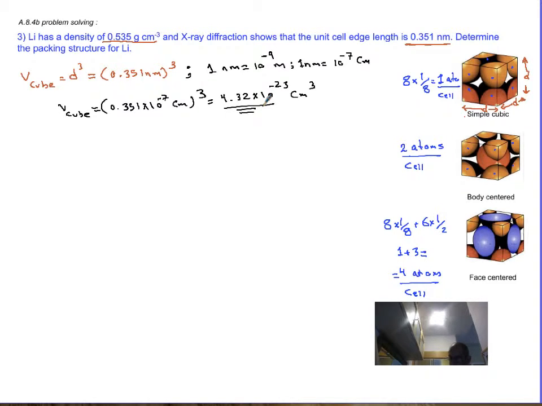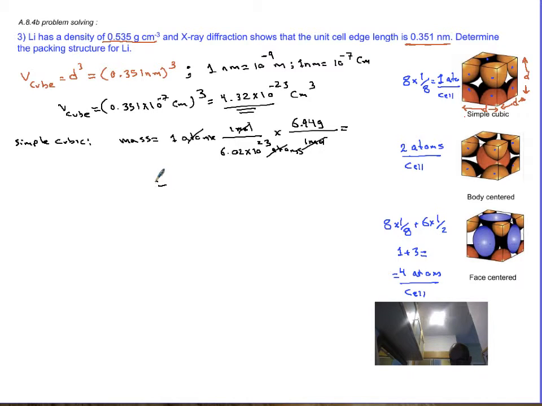Now let's see what is the mass. The mass is going to change according to how many atoms you have. In the first one, you only have 1 atom in it. So in case of a simple cubic, I'm going to calculate the mass. Mass is 1 atom times Avogadro. We are going to convert it to moles. 6.02 times 10 to the power 23 atoms equals 1 mole. It is lithium, so we go to the periodic table. Lithium has molar mass of 6.94 grams. Like units cancel each other out, so you have 1.15 times 10 to the negative 23 grams.